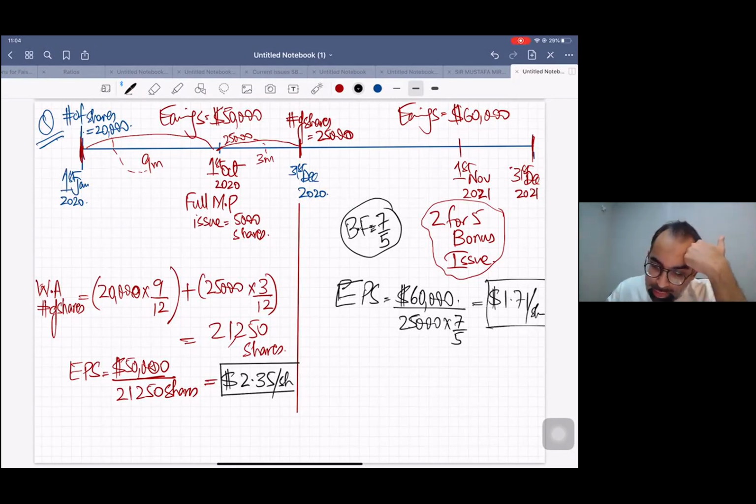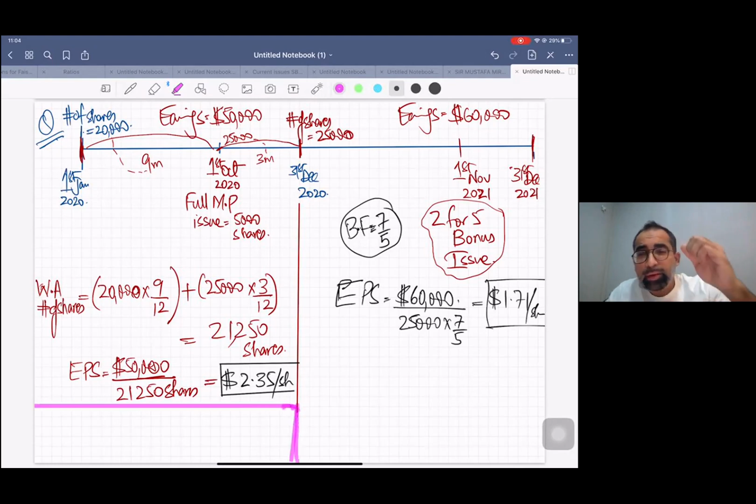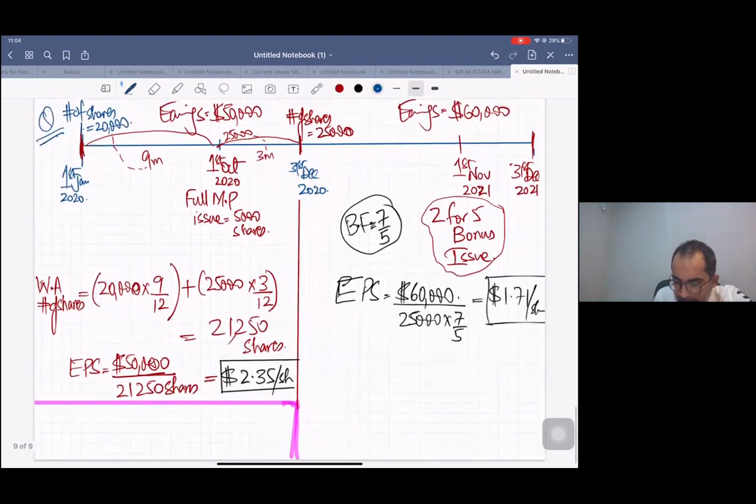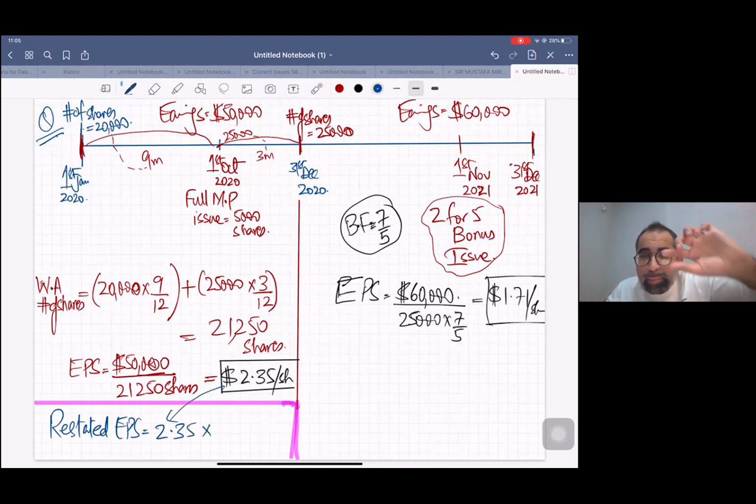Now, one last thing, listen. Whenever in any accounting period there is a bonus issue, and you report the comparative EPS of last year, you restate it. You take the impact of the bonus issue in that. So how do we calculate the restated EPS? Write down last year's EPS, 2.35, and multiply by the reciprocal of the bonus fraction.